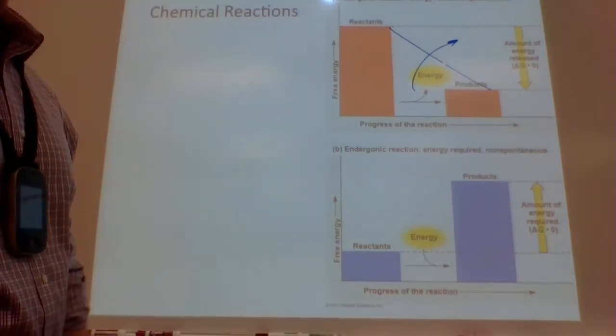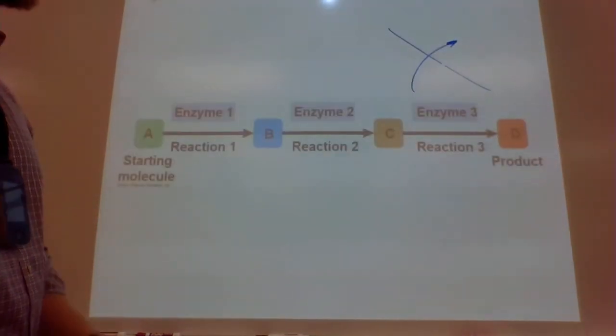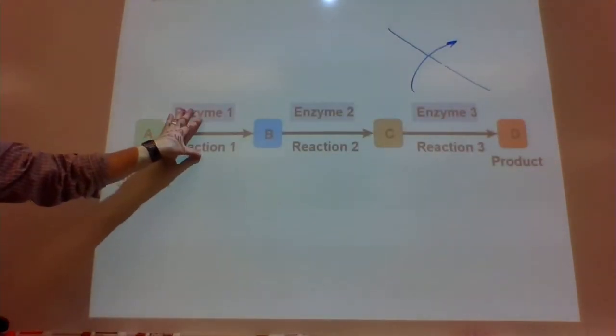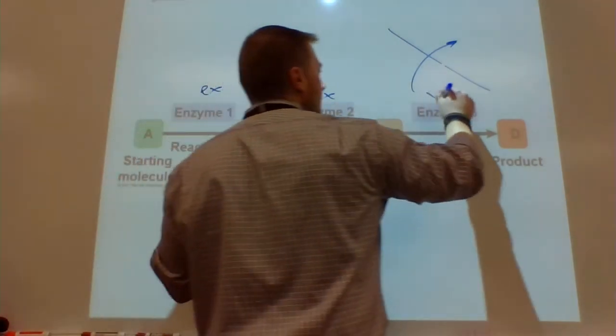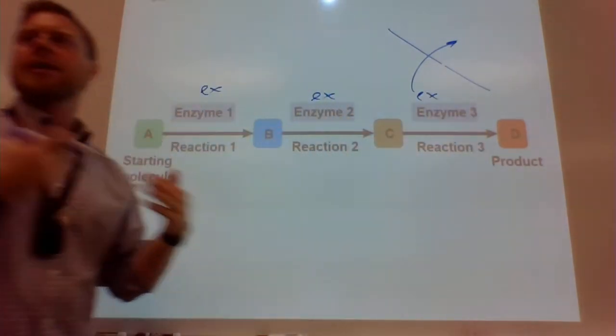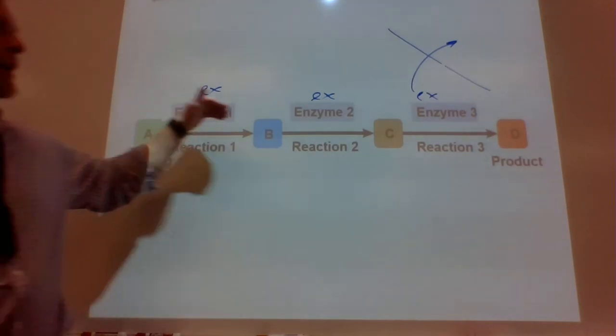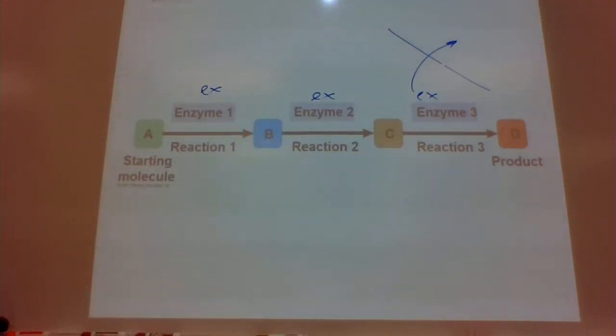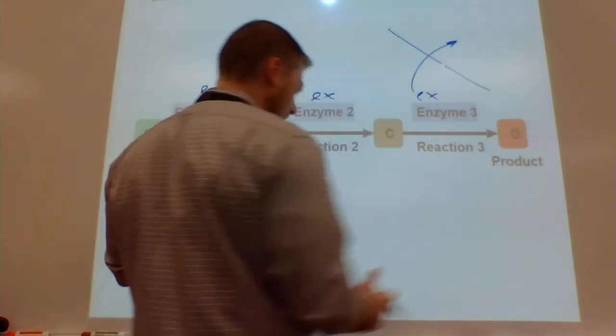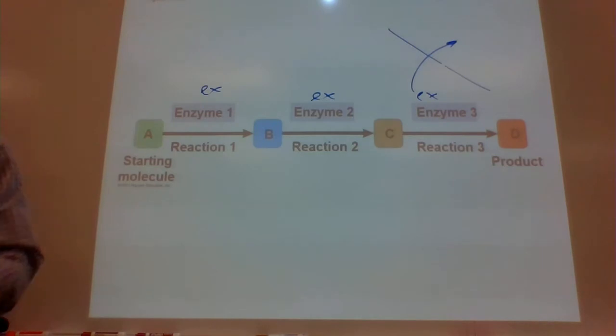So if we went back to this picture right here, if this is a catabolic pathway, you would have multiple exergonic reactions that are linked together. And each of these reactions is going to be releasing energy. And that causes the entire catabolic pathway as a whole to then release energy. Does that make sense to all of you?